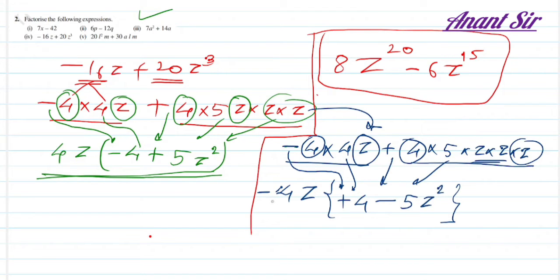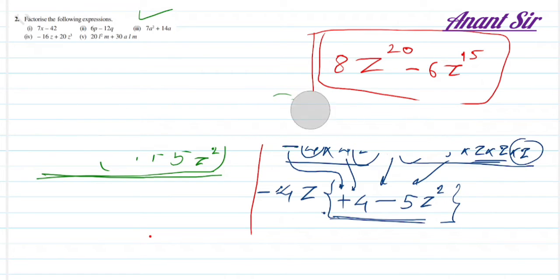So if you want to take minus common, then you have to change the sign of both the terms which you are going to write in the bracket. Okay. And if you don't take minus common, then keep the minus sign as it is where it was. So you can do it using both the methods. So let's do question number 5.